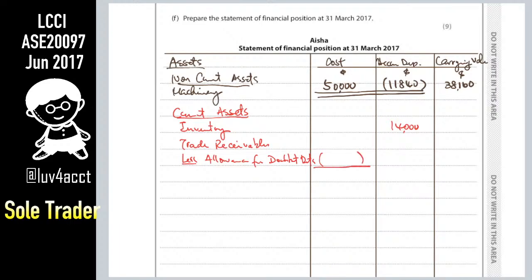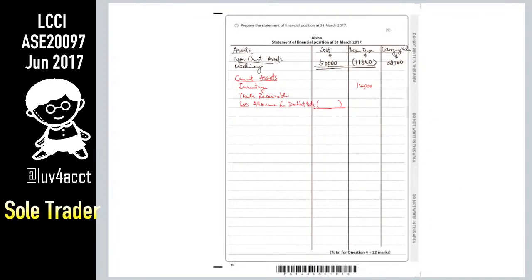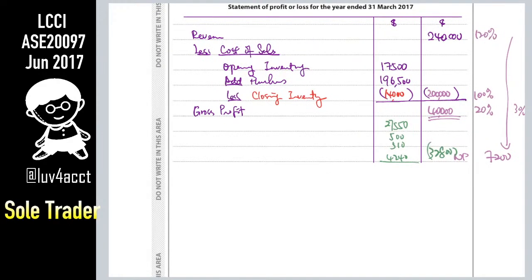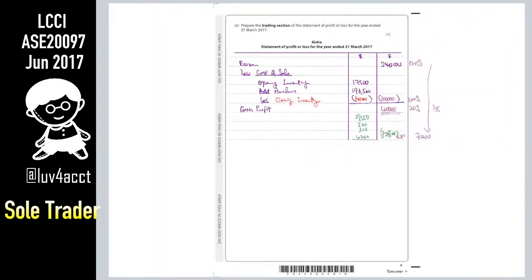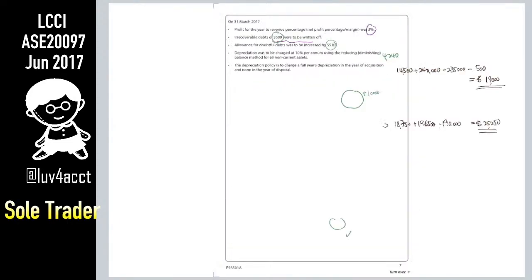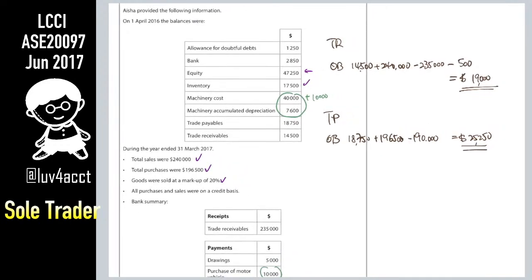Okay, so I do not know if we have positive or negative bank balance. We'll calculate later. So let us quote these two figures first. Closing inventory 14,000. Okay, and then trade receivables 19,000.